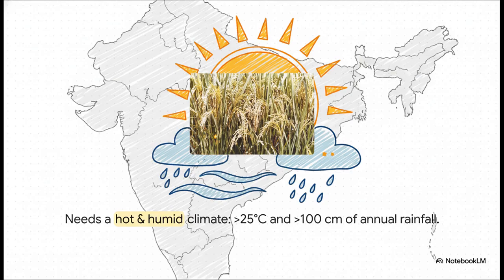So the key conditions are high temperature, that's above 25 degrees Celsius, high humidity, and heavy rainfall, more than 100 centimeters a year. Now, when you think about these conditions, it makes perfect sense why the major rice-growing areas are the plains of the north and northeast India, and of course, the coastal and delta regions.